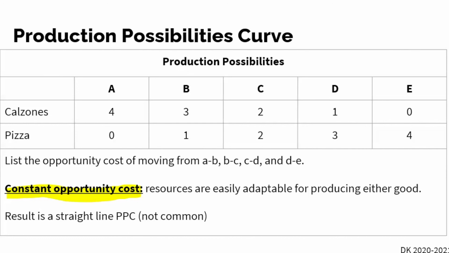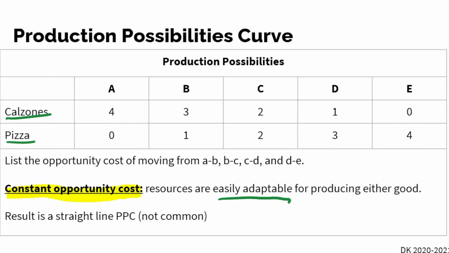If you notice here, we are producing calzones and pizzas. Going back to our four assumptions of the PPC, this country is putting all their resources towards the production of calzones and or pizzas. But good for this country, because the resources needed for a pizza are the same resources needed to make a calzone. A calzone is just a folded up pizza. So the resources here are easily adaptable. They're interchangeable when you're producing a calzone or a pizza.